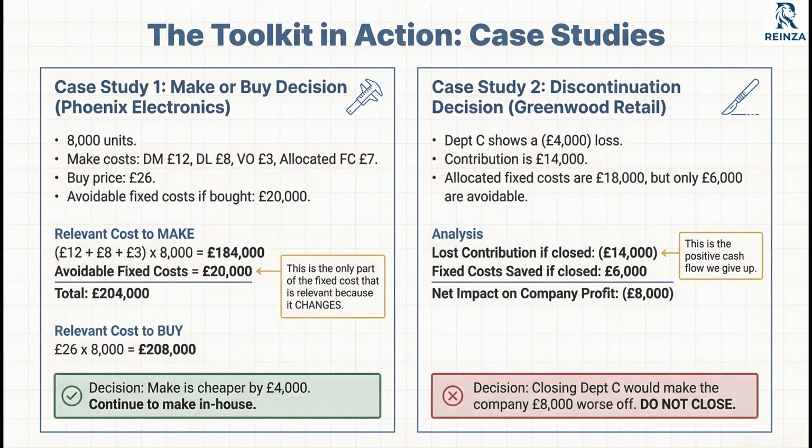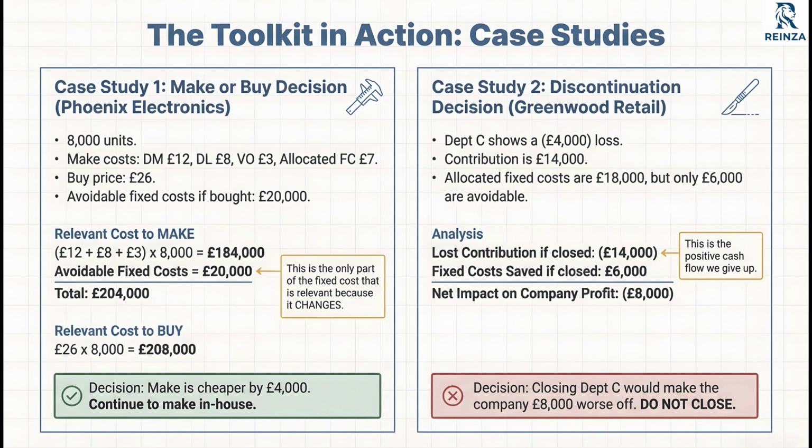Let us put our tools to work with 2 case studies. First, a make or buy decision for Phoenix Electronics. Phoenix produces 8,000 units of a component. The in-house costs per unit are direct materials £12, direct labour £8, variable overhead £3, and allocated fixed costs £7. An external supplier offers to supply the component for £26 per unit. If Phoenix stops making the component, £20,000 of fixed costs would be saved.